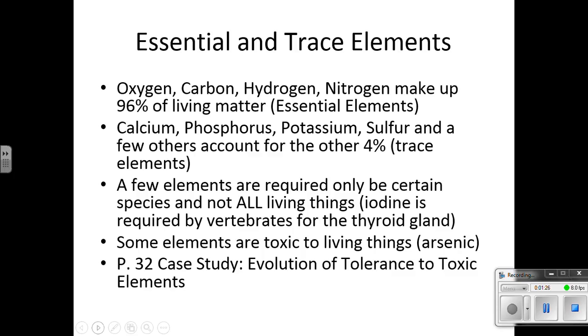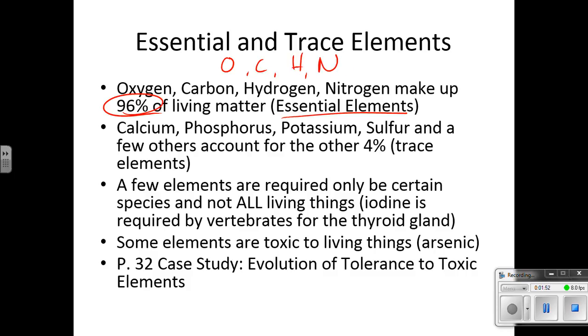Essential and trace elements: carbon, hydrogen, oxygen, and nitrogen make up 96% of living matter. These are what we call our essential elements. Calcium, phosphorus, potassium, sulfur, and a few others will account for the other 4%. That's why we call them trace. 96% of life is going to be made up of oxygen, carbon, hydrogen, and nitrogen.